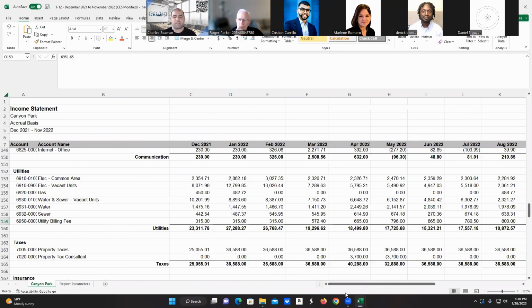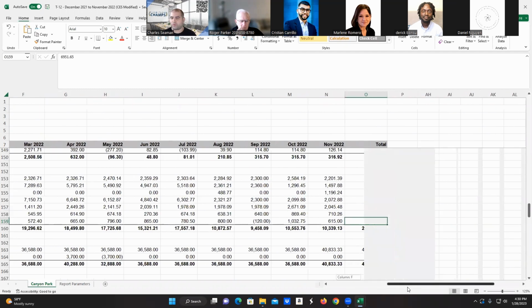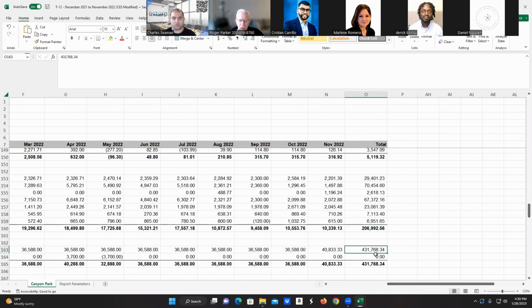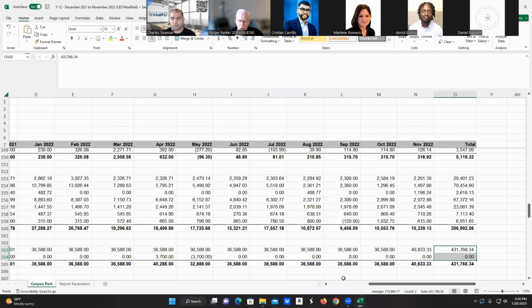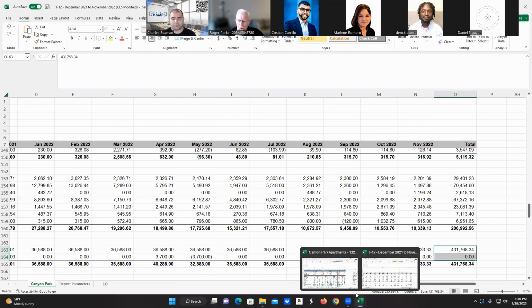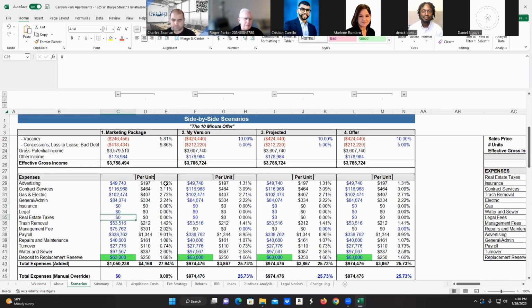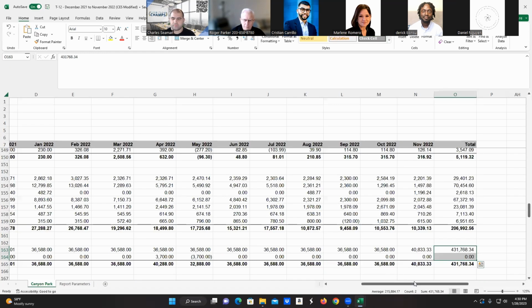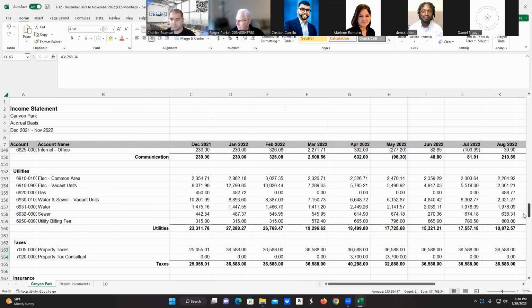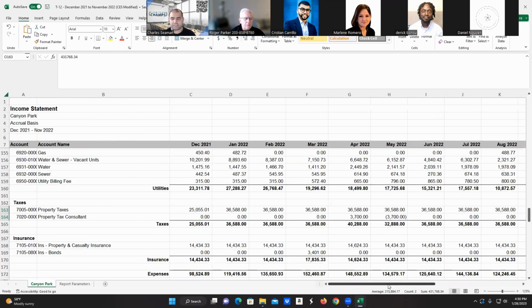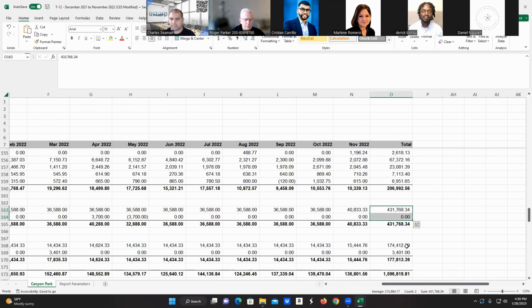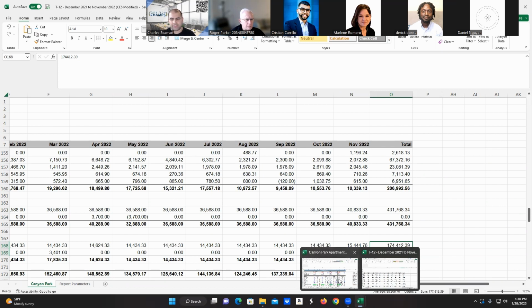So our next items pertain to property tax. So we're going to put that in our tax category. And our total there is $431,768.34. And insurance has its own line item as well, so we'll plug that in: $177,813.39.